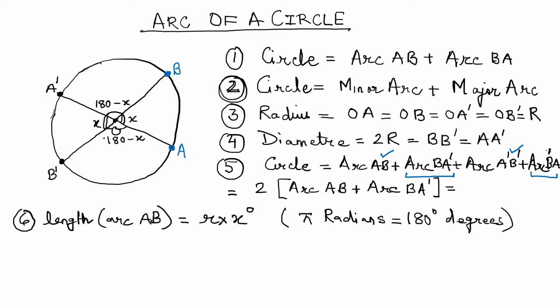So when we try and find out the length of the arc AB, it will be R times x degrees plus R times 180 minus x. So you will see eventually this comes out to be twice into 180 degrees into R, which is nothing but twice into pi into R, which is nothing but the length of the circle. So the circle itself is a combination of two or more arcs, the length of which is nothing but the circumference of the circle, 2 pi r.